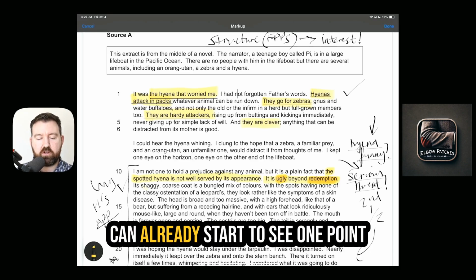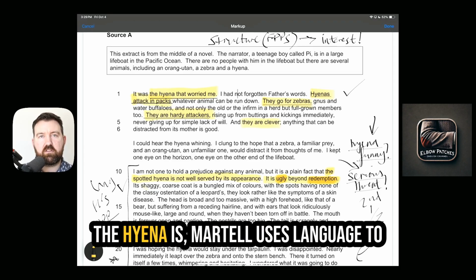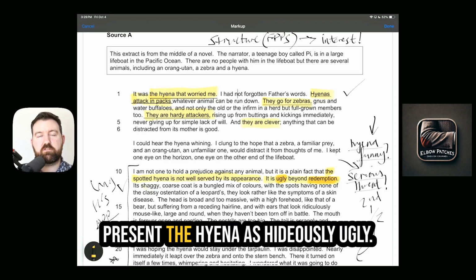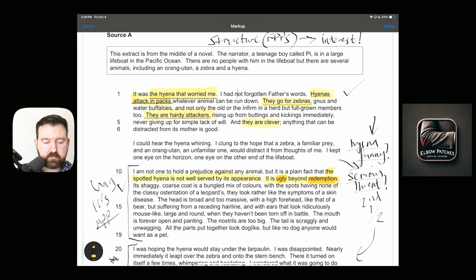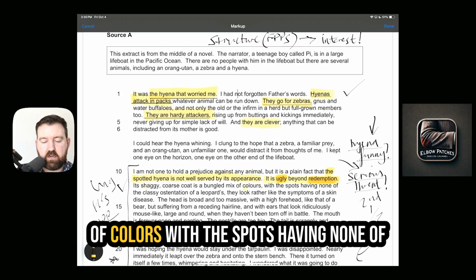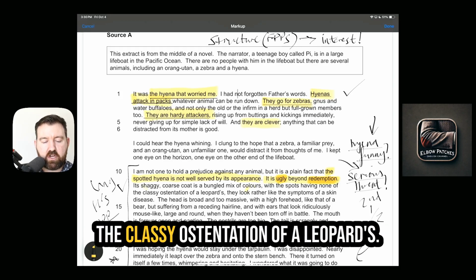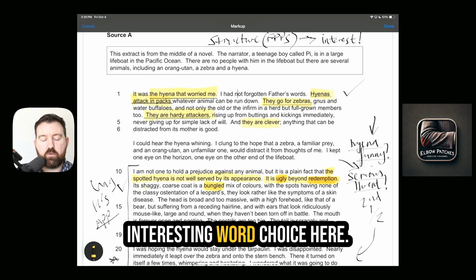Okay. So we can already start to see one point forming with a few bits of evidence. Martel uses language to present the hyena as hideously ugly, with euphemism and short phrases. "Its shaggy coarse coat is a bungled mix of colors, with the spots having none of the classy ostentation of a leopard's." Okay, so we've got an interesting word choice here.